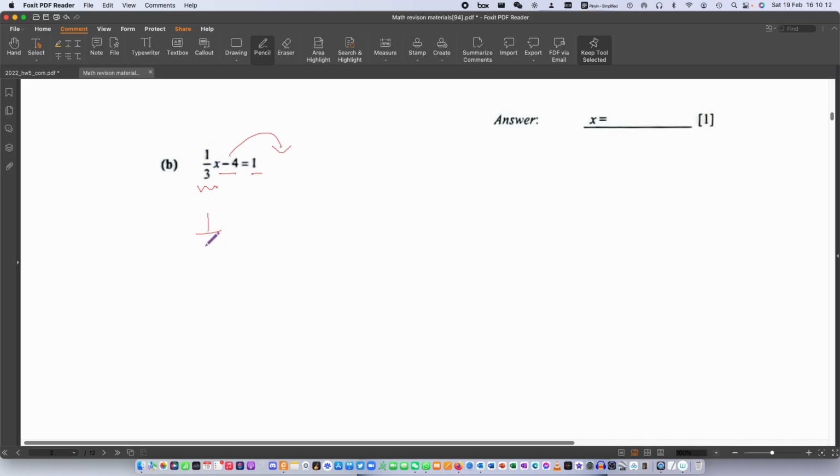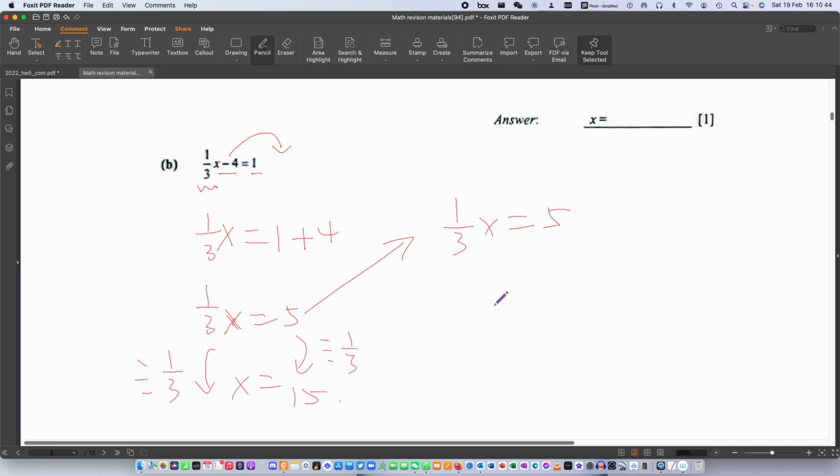So 1/3 x, did you move the 1/3 x? No. So you never move it, just copy down. Do you need to change the sign? No need. So therefore you get 1 plus 4, so you get 1/3 x is equal to 5. There are two ways to do this. One is, how do you get x? You divide by 1/3. Then you get 15.